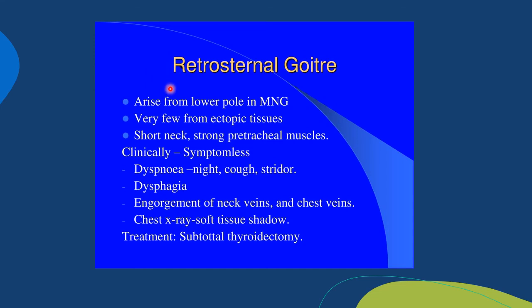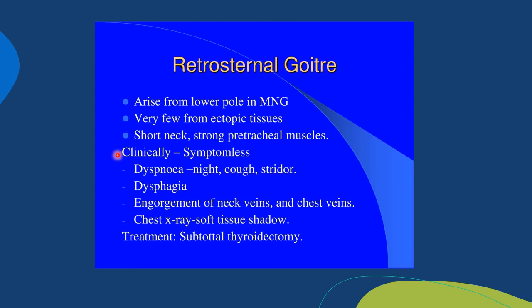Okay, this retrosternal goiter arises from the lower pole of a multinodular goiter. Very few from ectopic tissues within the thorax, usually in patients with short neck and strong pretracheal muscles.